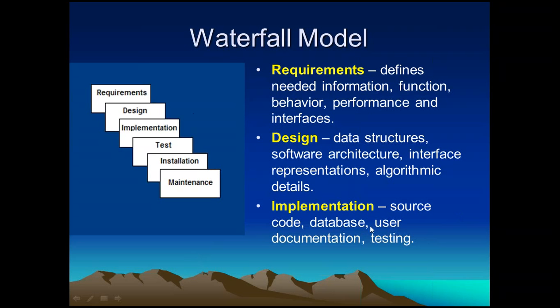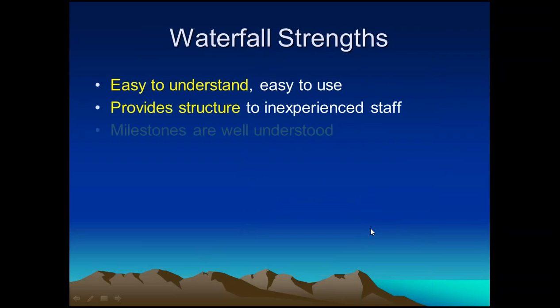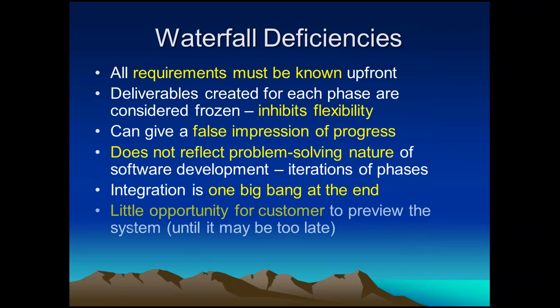Let's see the major drawbacks and advantages of this particular model. As I told you, the major deficiency of the waterfall model is that all requirements must be known upfront. So if you want to perform these activities, all requirements must be known before the project starts. Why? Because once you start, you won't be encouraged to add requirements in the phase. That is the reason requirements must be known in the early stages of the project. Why is it a disadvantage?